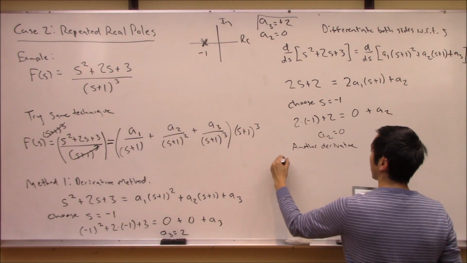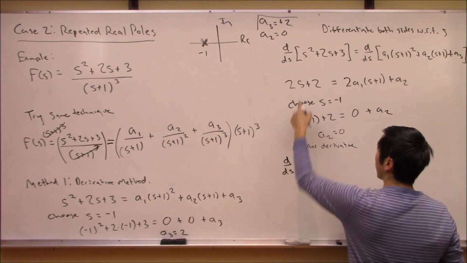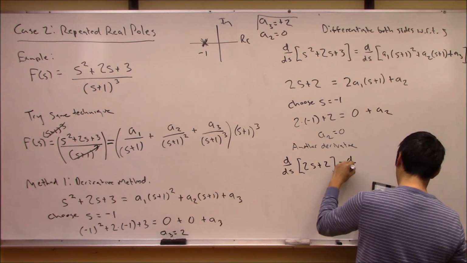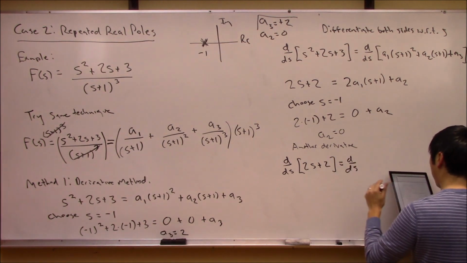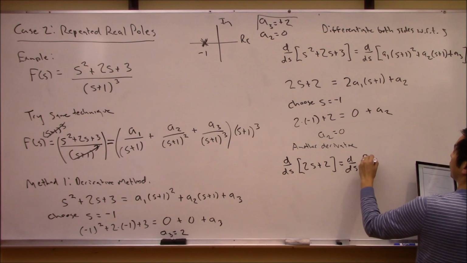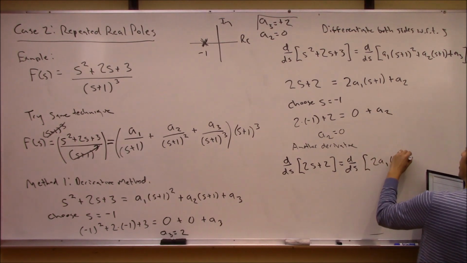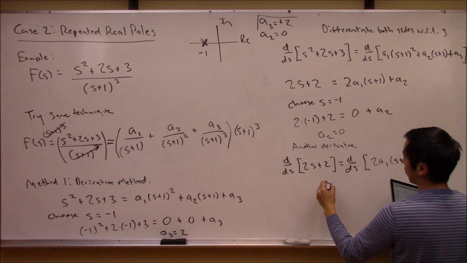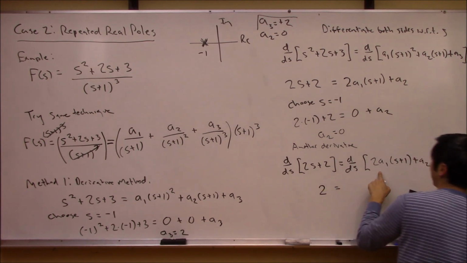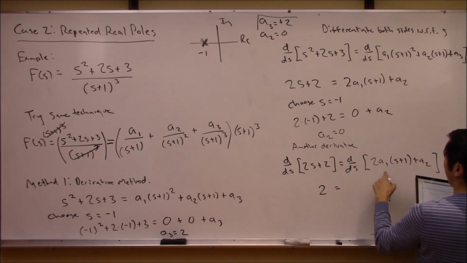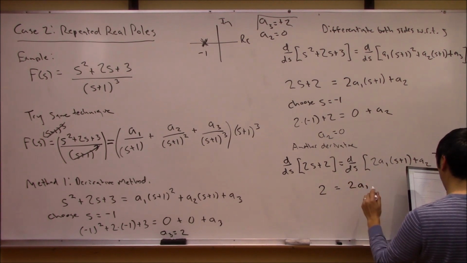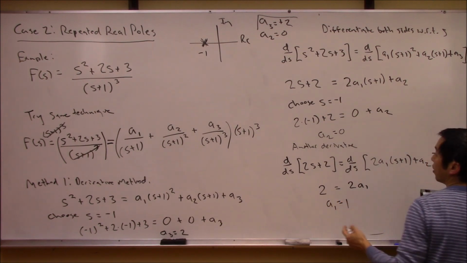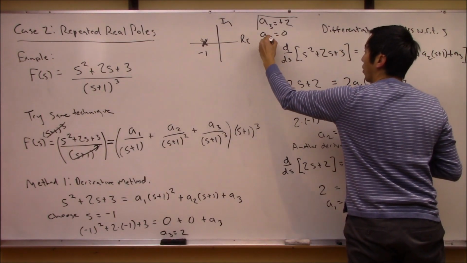Okay, so we're just going to go again and differentiate this thing where we had s squared plus 2s plus 2 has got to equal d/ds of a1 times (s plus 1) plus a2, right? Okay, so what do we end up with here? This is just a 2 on that side is equal to 2a1, right? Plus 0. Great. So here we go. a1 is equal to 1. So perfect.